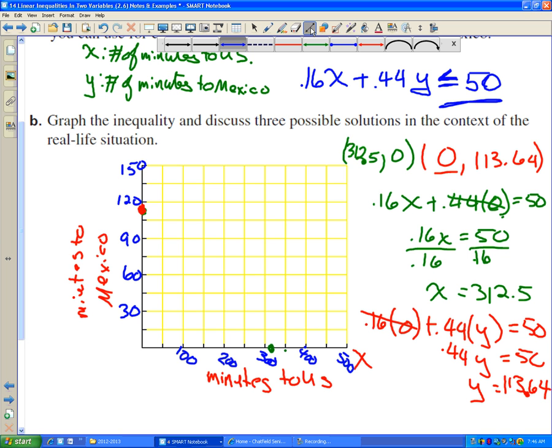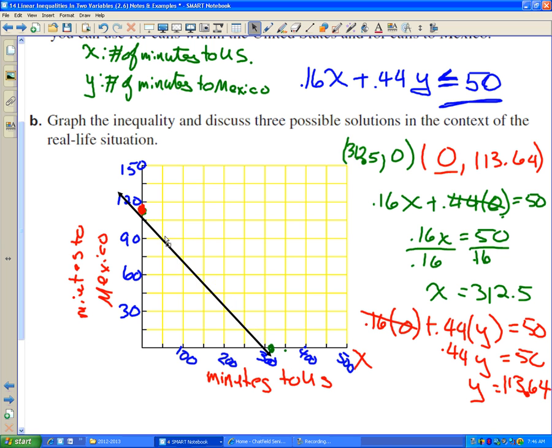So then I can get a line. Do I need a solid line or a dashed line? I can spend all $50, so I want a solid line. I'm going to choose black because black is spiffy. Yes, that's my word for the day, spiffy. Remember that, by the way. So here are my points.